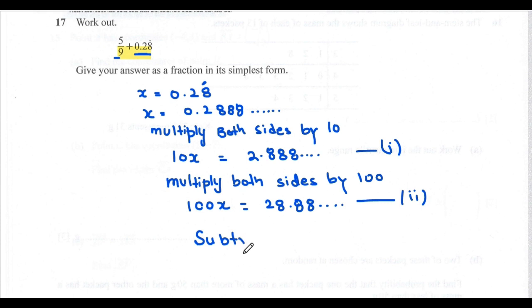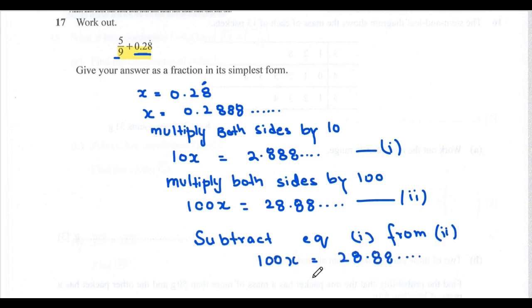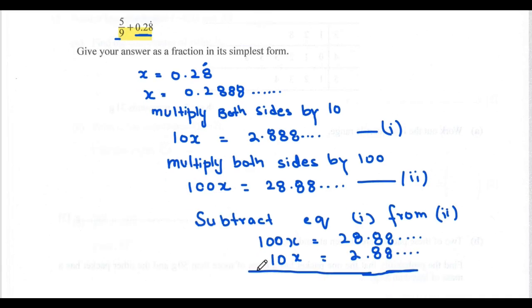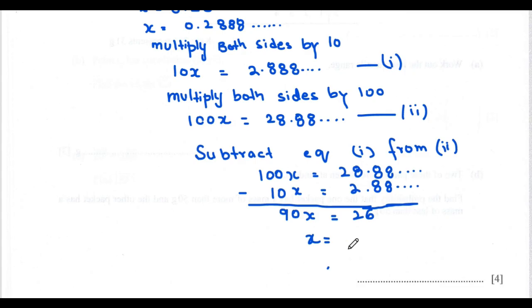Now I will subtract equation 1 from equation 2. So I'll put 100x is equals to 28.88 repeating and 10x is equals to 2.88 repeating, and I'll subtract them both. 100 minus 10 would be 90x and 28.88 minus 2.88 would be 26. Now it would be 26 divided by 90, or to reduce it, it would be 13 over 45.